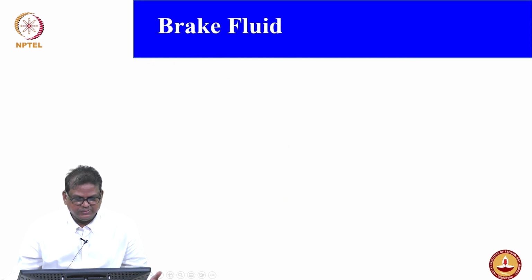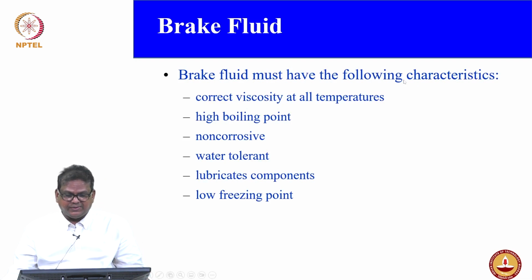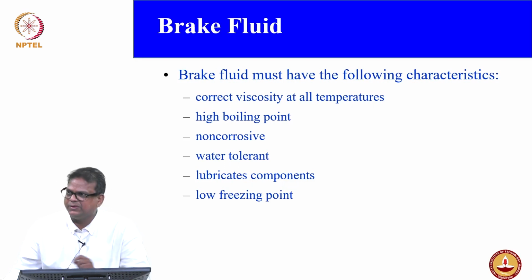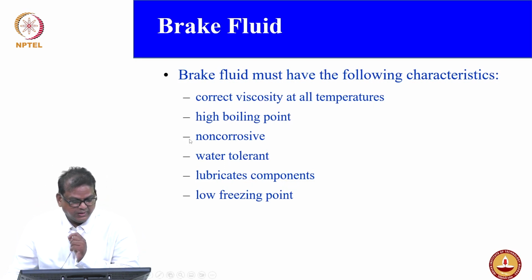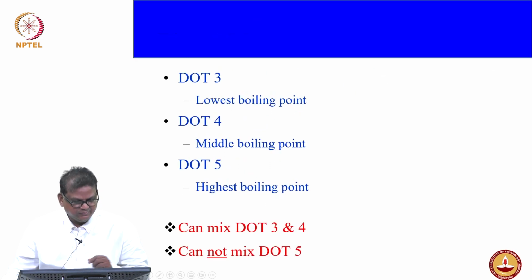This is the information about the brake fluid. Generally, the brake fluid will have the following characteristics. It should have the correct viscosity at all temperatures; if the temperature changes, the flow will be affected. It should have a high boiling point so that it does not catch fire, be non-corrosive and water tolerant, lubricate components, and have a low freezing point. These are the typical characteristics you would expect for a brake fluid, and the classification is given as DOT 3, DOT 4, DOT 5.